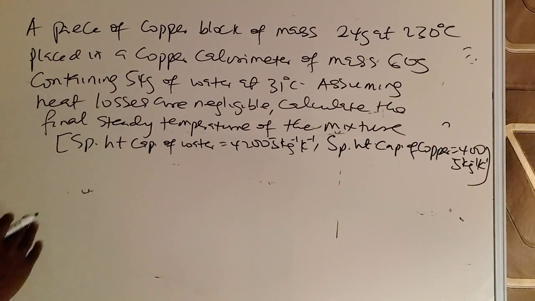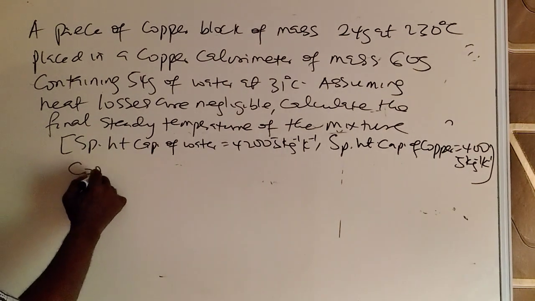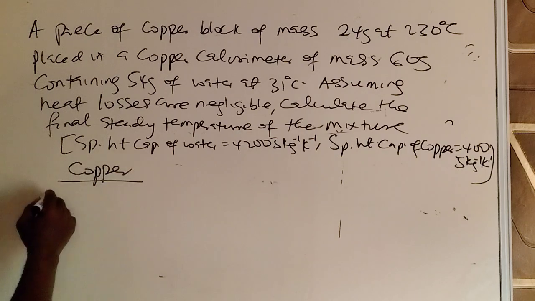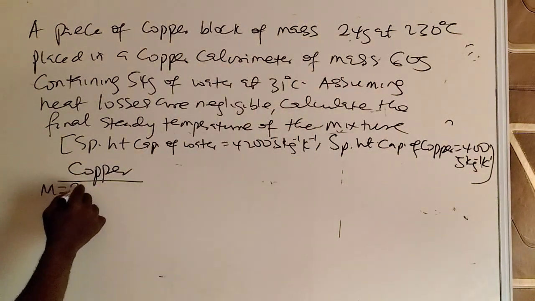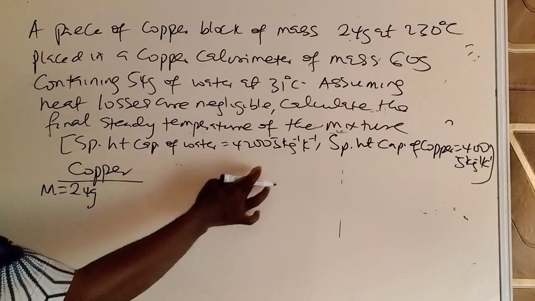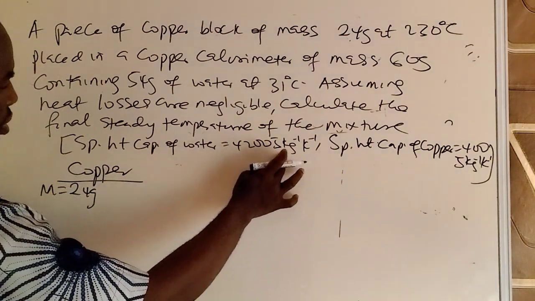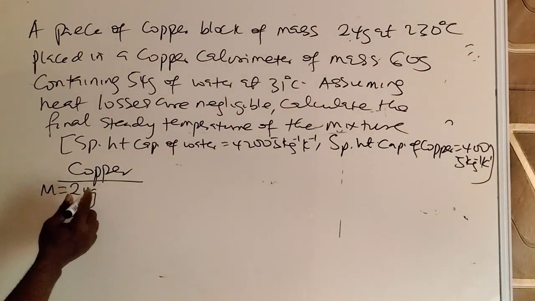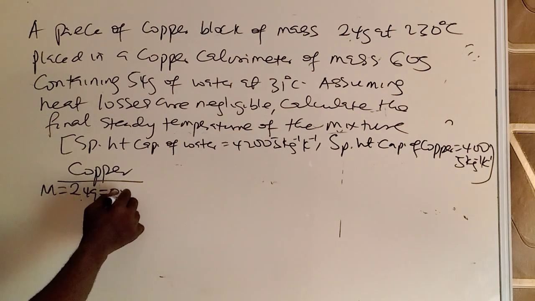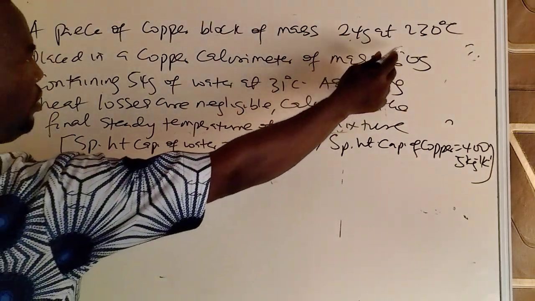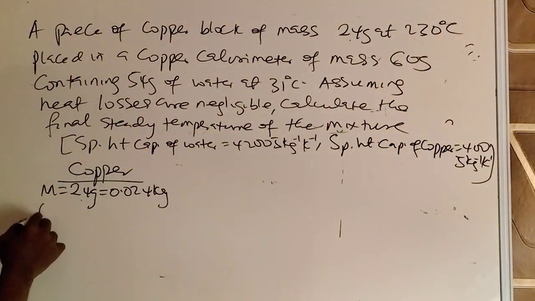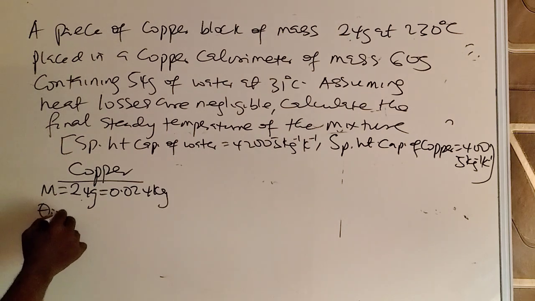So we have copper listed here. The mass of the copper is given to us in the equation as 24 grams. And since the values of our C's are given in SI unit, convert to kilogram. Divided by 1,000, that gives you 0.024 kilogram. The initial temperature of the copper is 230. So theta I is 230.